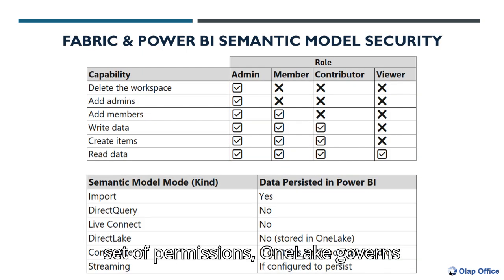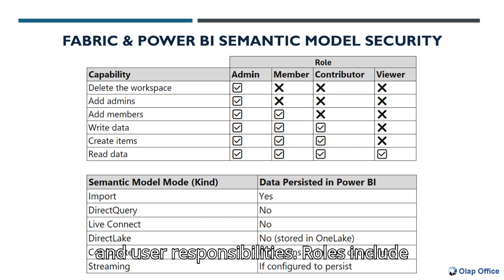OneLake governs access through data access roles, allowing users to create custom roles within a lakehouse. This precise control ensures sensitive data is protected. OneLake data access roles offer flexibility in managing permissions. Users can create custom roles and grant read permissions to specific folders. Each role can be assigned to individual users, security groups, or automatically based on workspace roles, aligning permissions with organizational policies and user responsibilities.